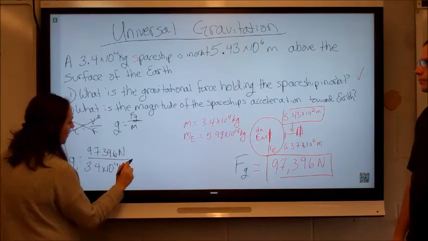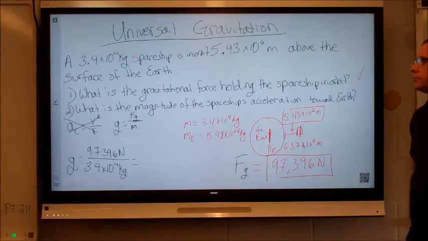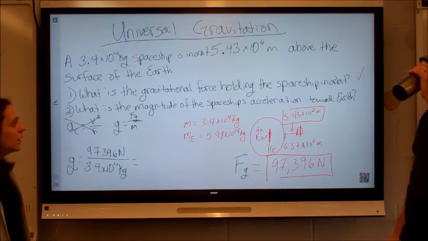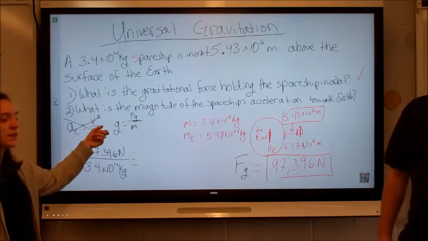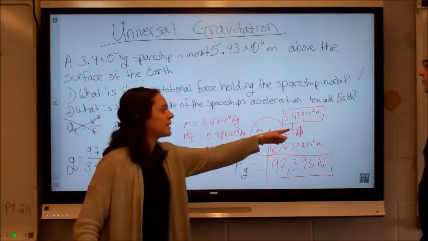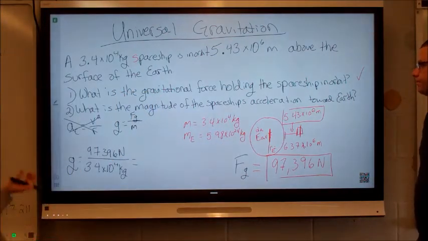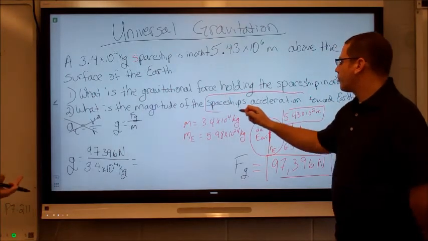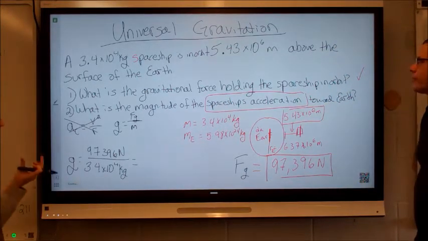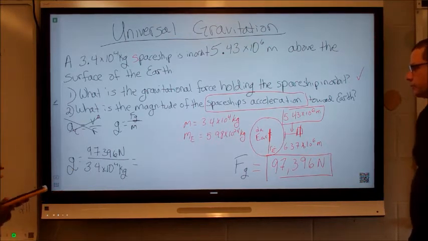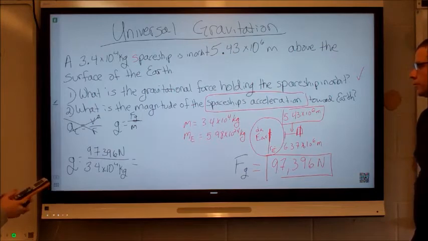Now you might be wondering, why did he choose the mass of the spaceship and not the mass of the Earth? And that's something important to consider. When we're trying to calculate this acceleration, we're trying to calculate the acceleration of that spaceship at that point. So since the spaceship is the object at that point, we need to know the acceleration on the spaceship, and we have to divide by the mass of the spaceship. So just be careful of that. Since there are 2 masses in here, make sure you know which one we have to use and why.